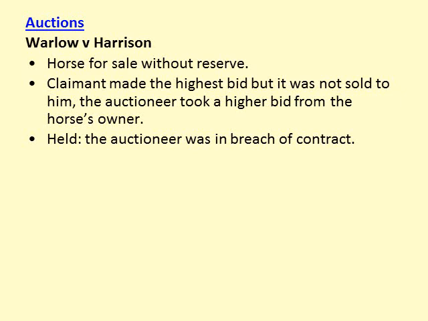Now, in some auctions you can place a reserve on an item. So if you take your prized possession along to auction, you can set a minimum that this item can go for and be sold for, and if it doesn't reach that minimum, then it won't be sold. So that's a slight exception to the rule. But in this case, there was no reserve, there was no minimum set. So when the auctioneer said it's sold to you, that's when the contract was formed. So there was a breach of contract.